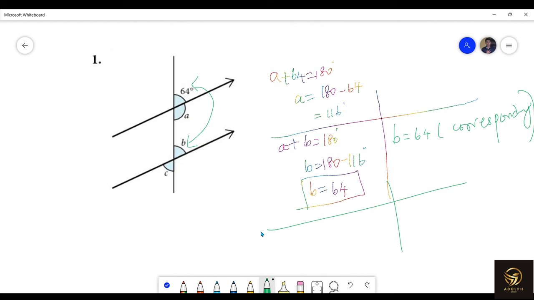The next thing is B and C are vertically opposite, so if B is 64, C is also 64 degrees. So that's it, we finished it. Let's see another example.